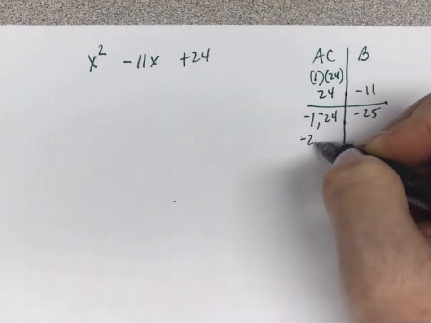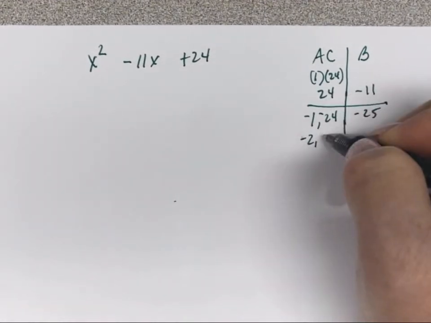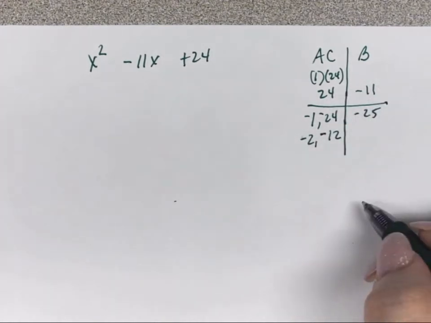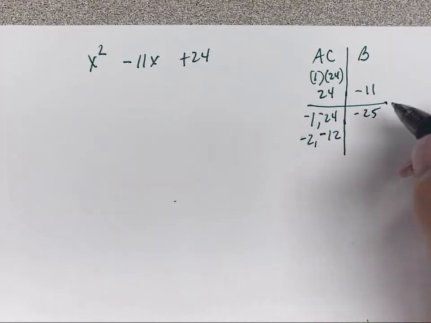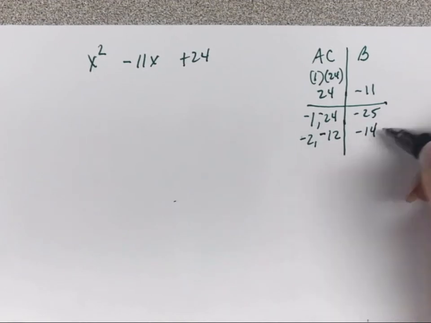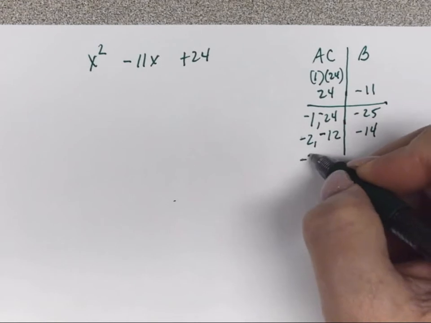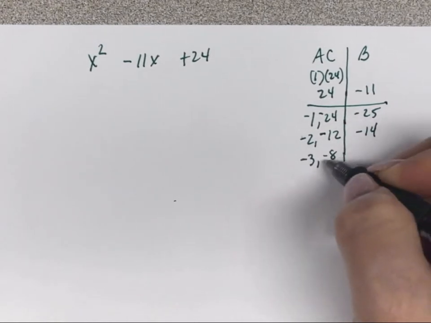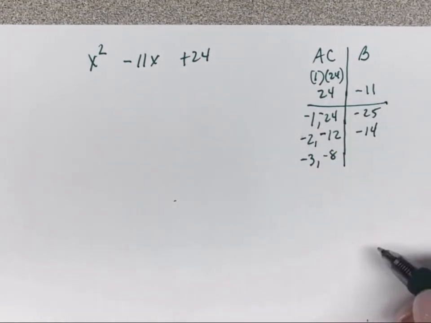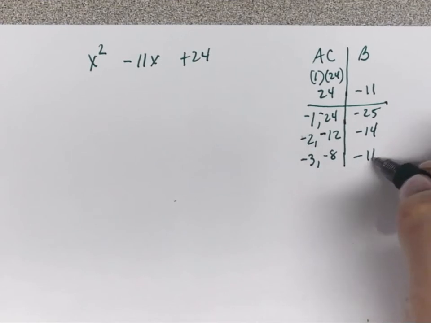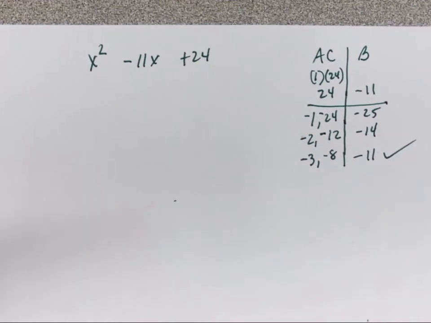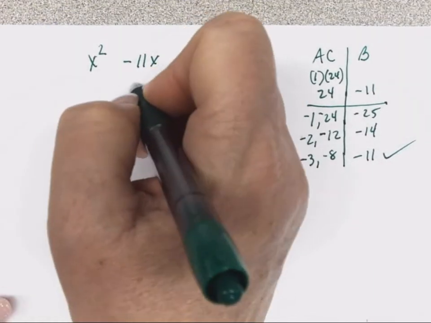24 divides by 2, so negative 2 times negative 12 gives me positive 24. When I add them, I get negative 14. I'm getting closer. 24 divides by 3. Negative 3 times negative 8 will be positive 24. When I add them, I get negative 11. That's the number I'm looking for. So I will come up and rewrite.